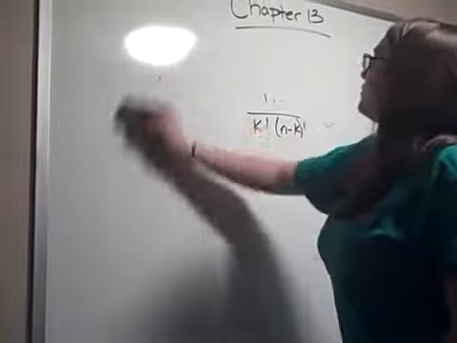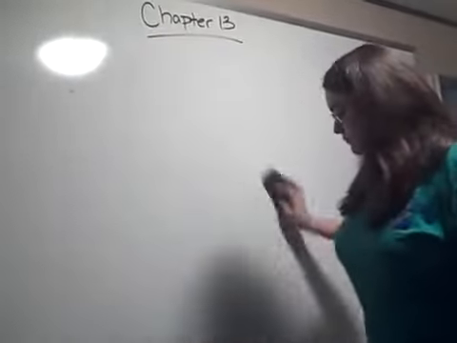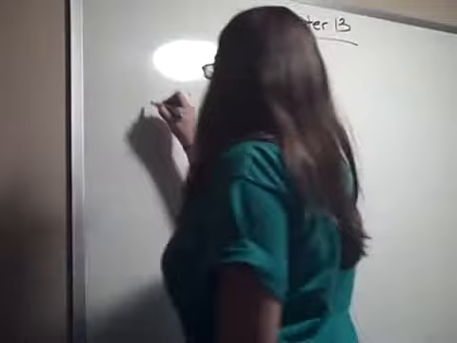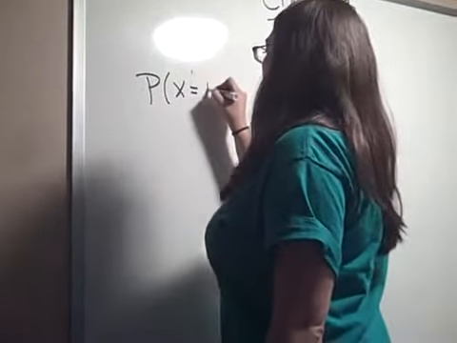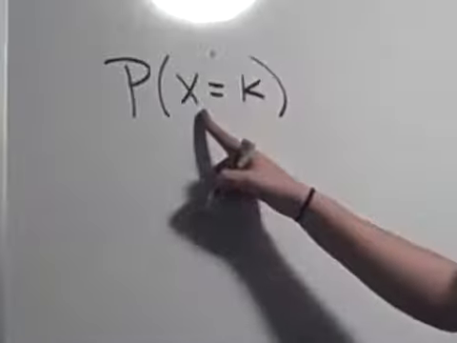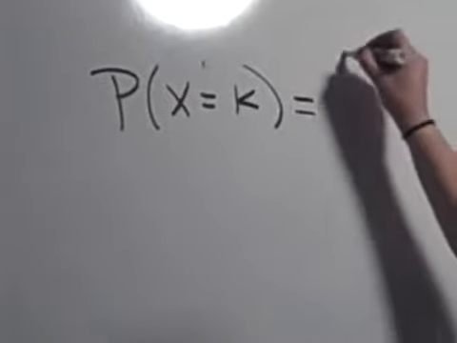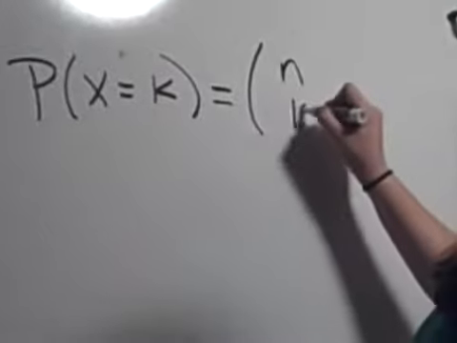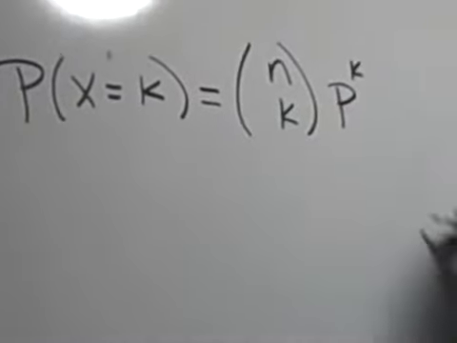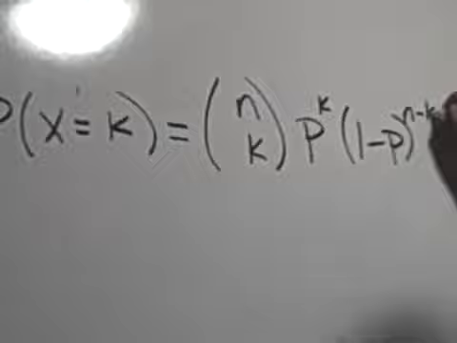We have an equation for binomial probability. So we're saying that the probability that something occurs with a certain number of successes is equal to n choose k, times the probability to the k power, times the quantity 1 minus p, to the n minus k.